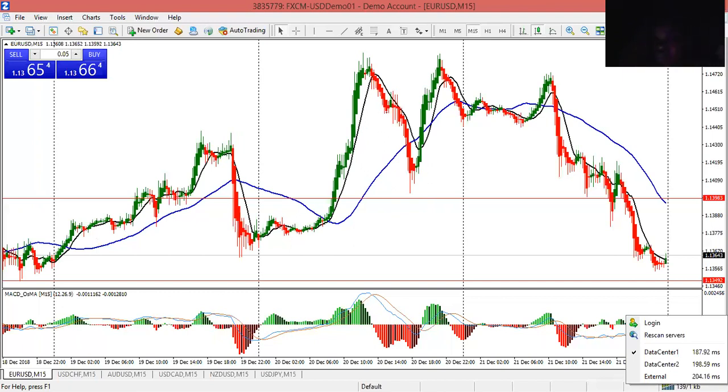It only changes the route through which you access your account. Maybe if this particular database is down, you can access it through another database. It's more or less like a backup system. Do you understand? You can see that they all have different speeds.